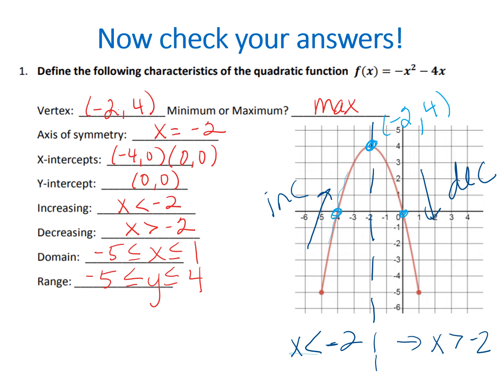So on the left side is when the x values are less than -2. That's where it's increasing. And then on the right side, it's where your x values are greater than -2. So that is where the graph is decreasing.